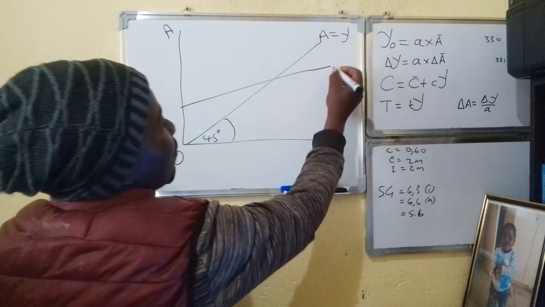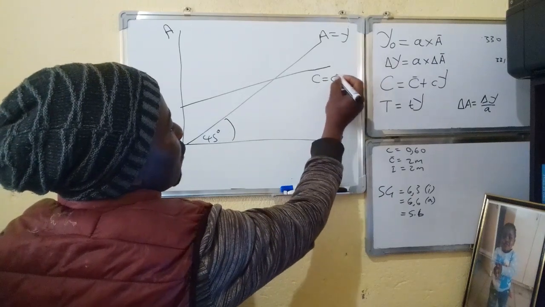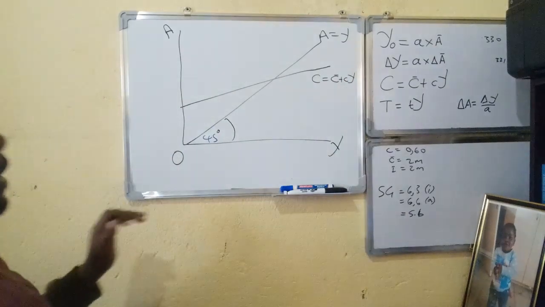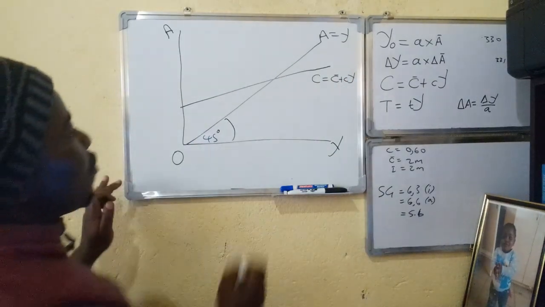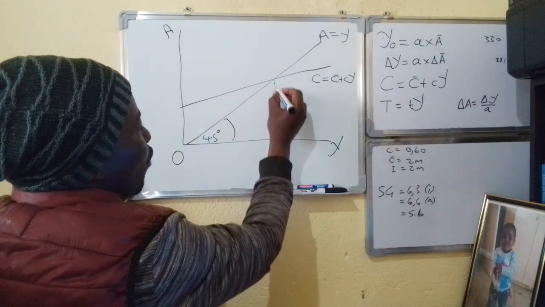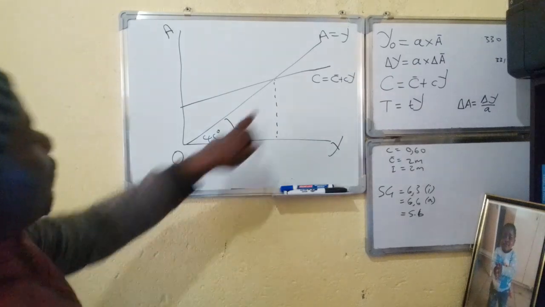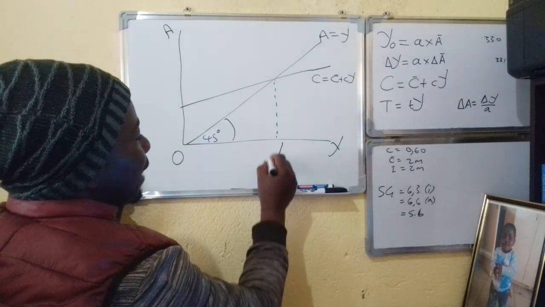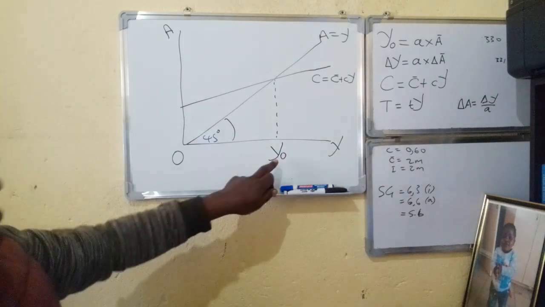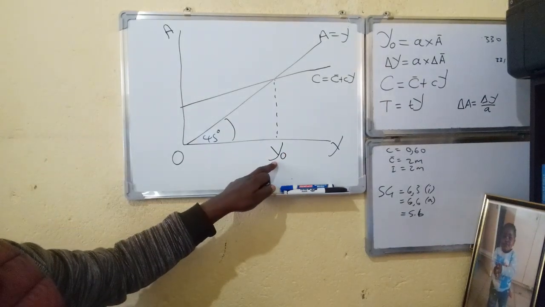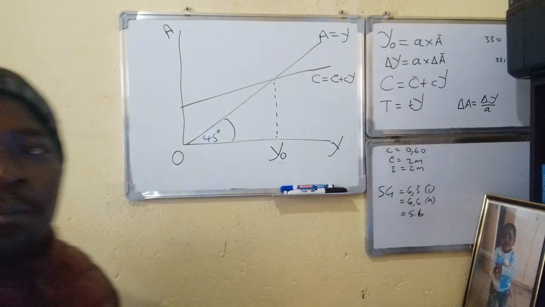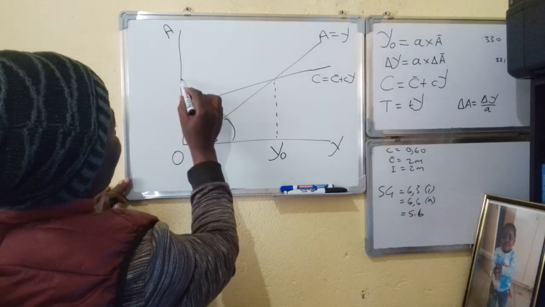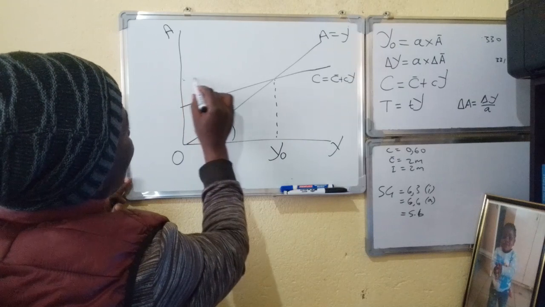This is our consumption function. C equals big C with a bar plus little c next to Y. This is our consumption function. What it means is that where the consumption function crosses the 45-degree line, you are at the equilibrium level of income, Y0. It's as simple as that. You are at Y0. Otherwise, your expenditure in full is somewhere here.